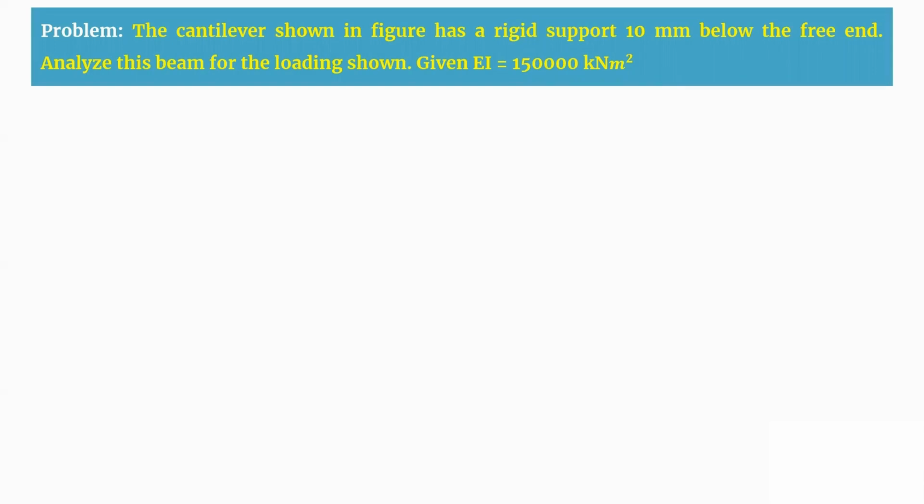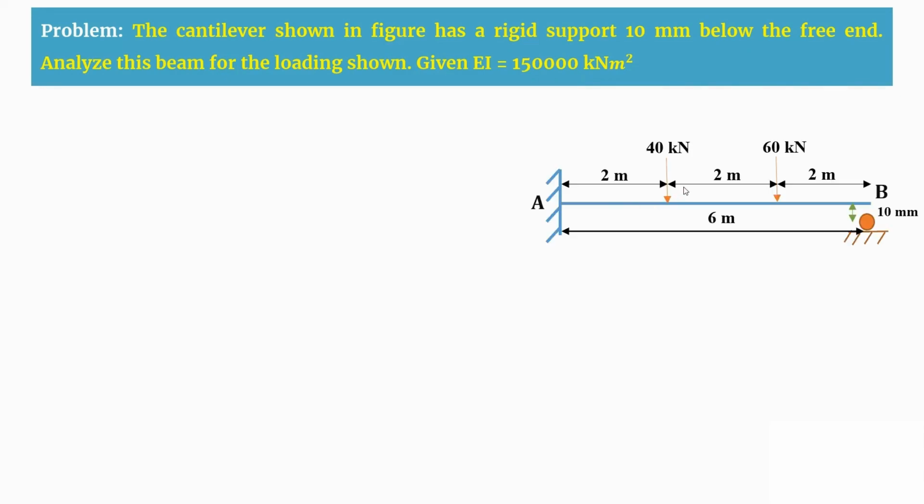And then EI here is 150000 kilonewton meter square. So this is a cantilever beam which is shown, and it is also having a support at this B, but here between this free end and this rigid support you are having a gap of 10 mm. So here you can call this as a sinking of this support at this free end. So EI throughout this entire beam is given as a constant. So you are going to analyze this beam.